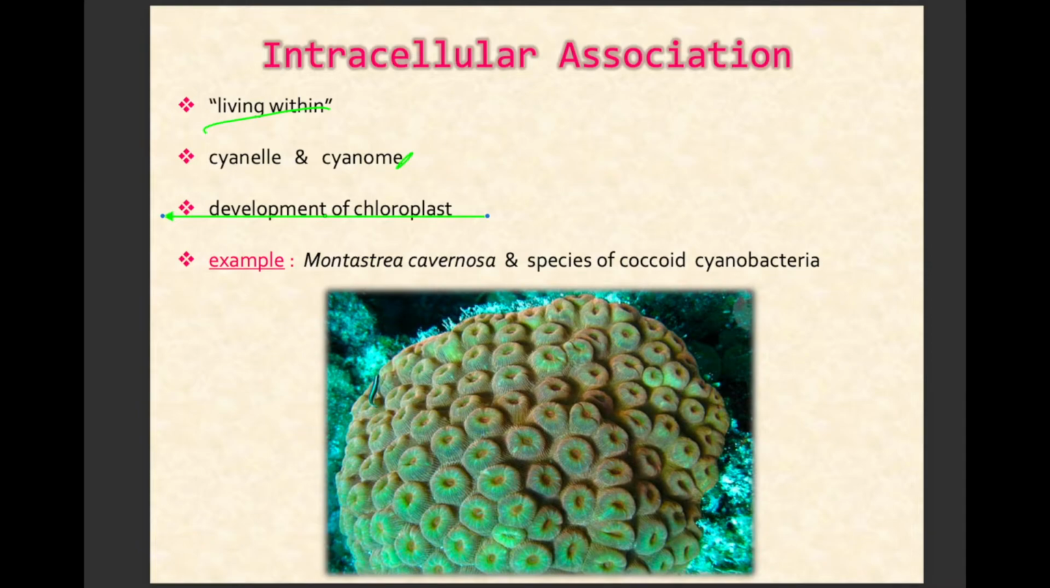And another example that we can cite here is the case of Montastraea cavernosa. This is a coral species which has coccoid cyanobacteria inside them that enables them to photosynthesize. So these are kind of like your zooxanthellae, but of course zooxanthellae are golden brown or brown algae representatives. But in the case of Montastraea cavernosa, it has this coccoid cyanobacteria inside them that allows them to photosynthesize.